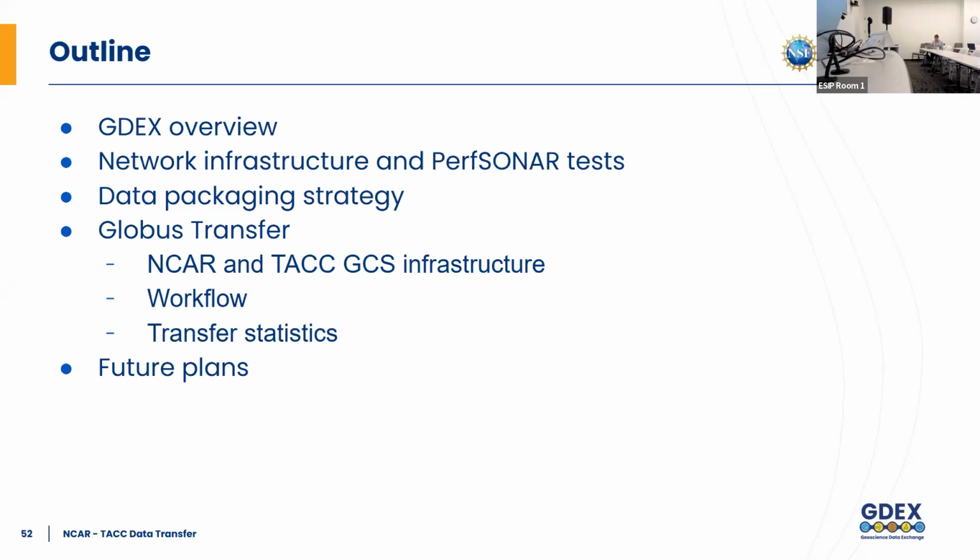I'll talk a little bit about a brief GDEX overview, what GDEX is, then get into network engineering infrastructure, and also the perfSONAR test that we ran before we started the transfer. Then also our data packaging strategy, and then we used Globus Transfer to move the data. And so I'll get into the details of everything that went into that, including the Globus endpoint infrastructure, workflow and transfer, and then provide a summary of the statistics after the transfer was completed. Then I'll get into future work at the end.